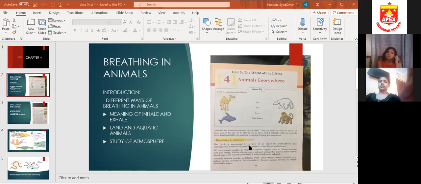So these are the two ways of breathing in animals. They breathe in oxygen and they breathe out carbon dioxide. When they breathe in oxygen, it is called inhaling. To breathe out carbon dioxide is called exhaling. To exhale means to breathe out. Which gas do we breathe out? We breathe out carbon dioxide. And which gas do we breathe in? We breathe in oxygen. Yes, Dua, will you tell me which gas do we inhale?